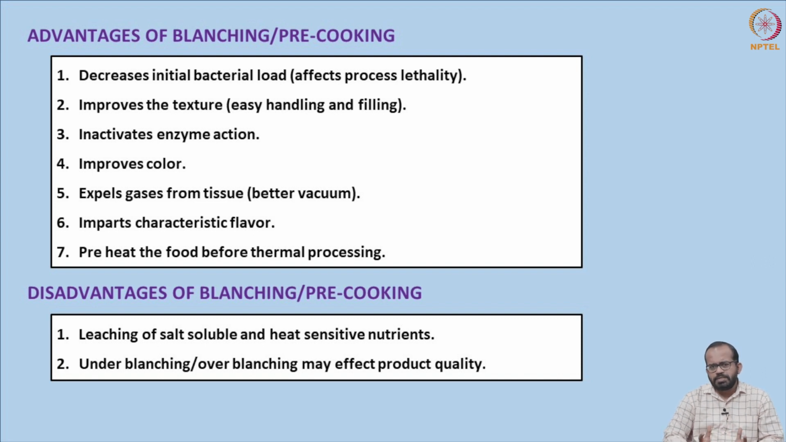But there are also some disadvantages, like leaching of salt-soluble and heat-sensitive nutrients. Whenever heat is applied, that is going to happen. Under blanching or over blanching may affect the product quality, so it needs to be properly standardized. The blanching or pre-cooking process needs to be properly standardized, because under blanching, under pre-cooking, or over blanching or over pre-cooking will eventually result in a compromised quality end product.